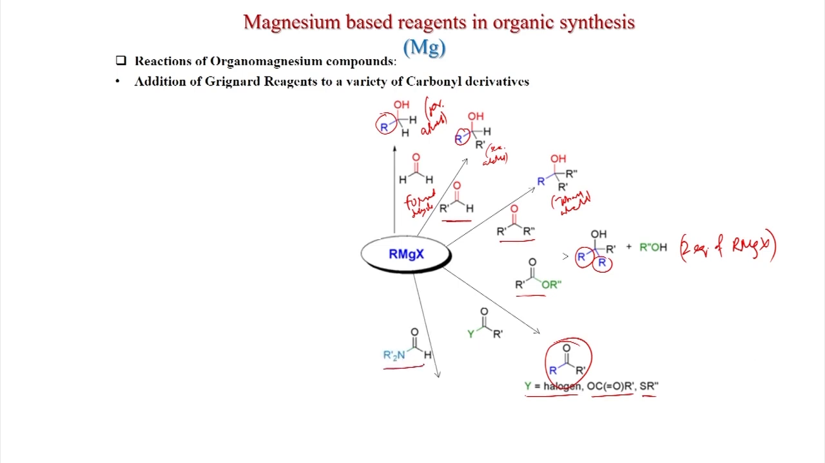Also, formamide can give you the aldehyde. That is also a useful method to get an aldehyde. And generally, this also has to be slow addition, so the aldehyde will not further react with Grignard.